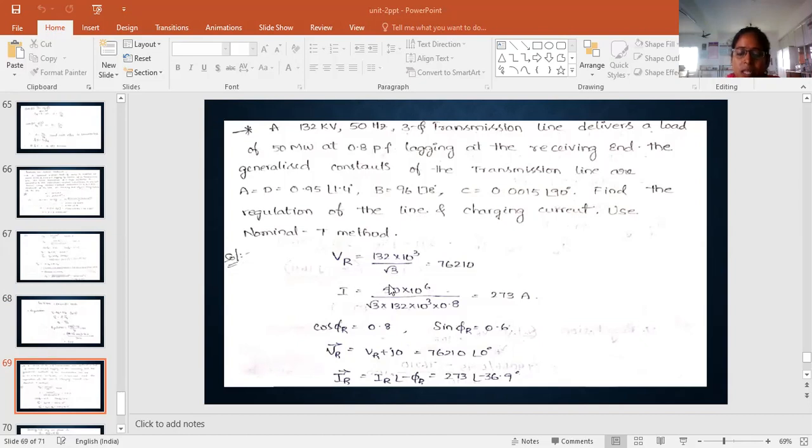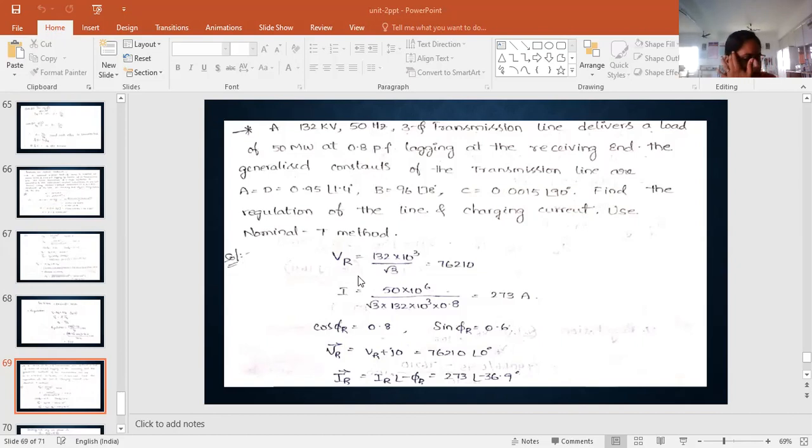By using the nominal method, we can derive the expressions. One more thing is that from the given data, the ABCD values are given. By using those ABCD values, we can do the problem for finding the Vs and Is values. Here in the given data, VR and frequency are also given. It's a three-phase transmission line, and the power value is also given: P equals 50 megawatts and cos phi equals 0.8 power factor.